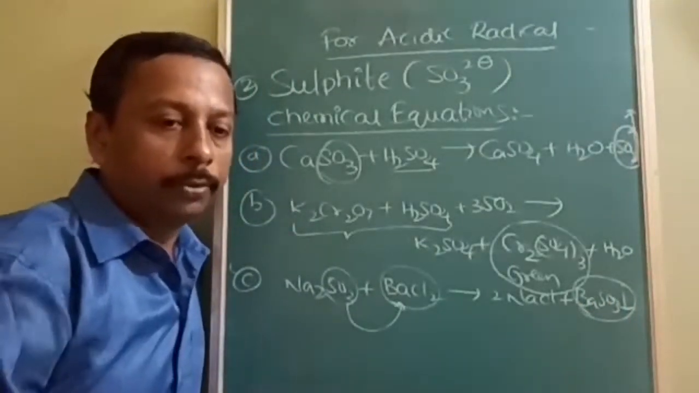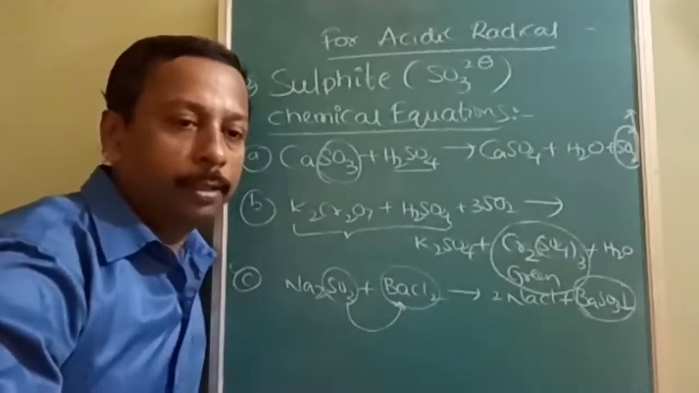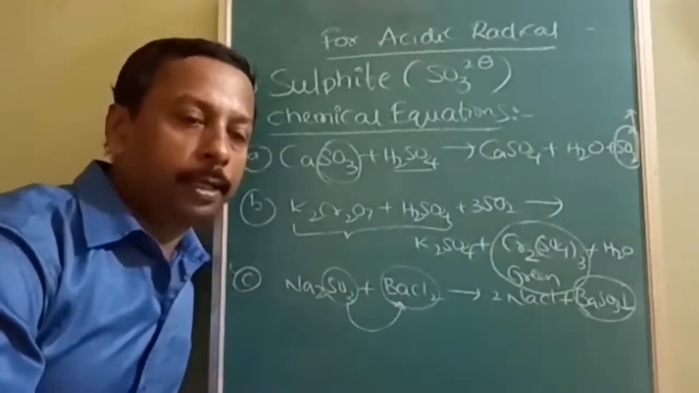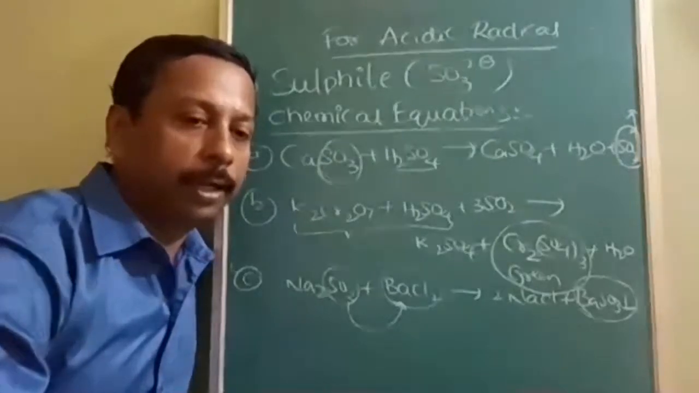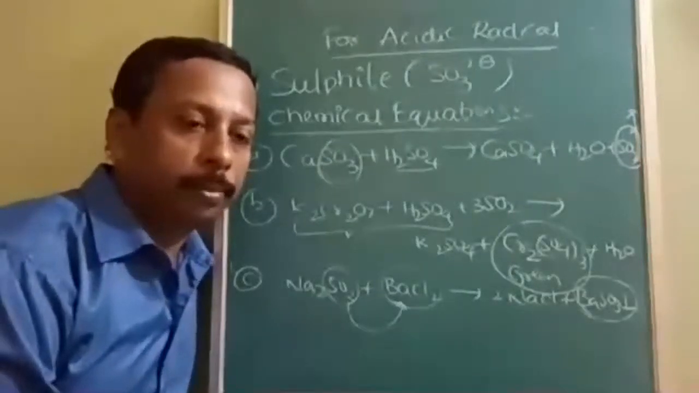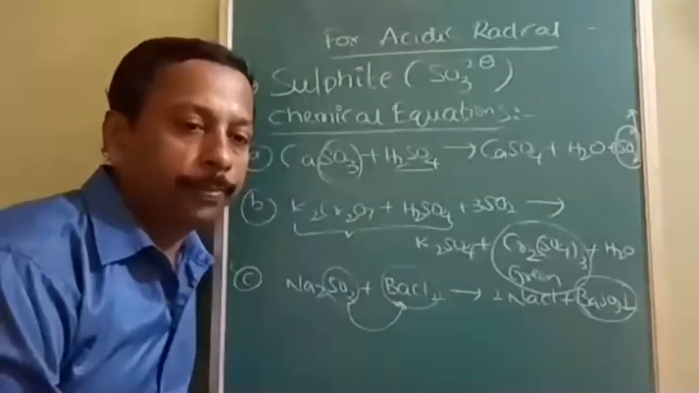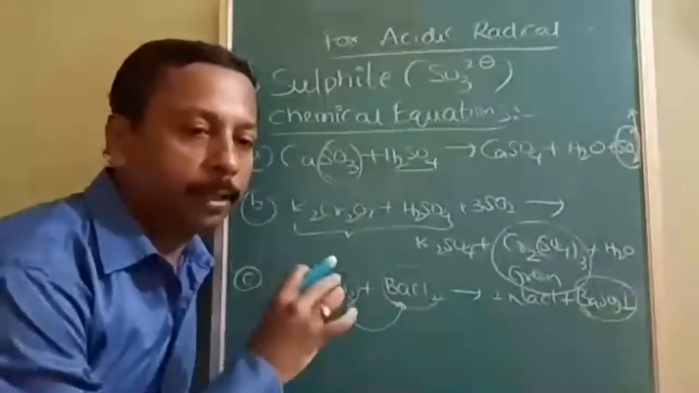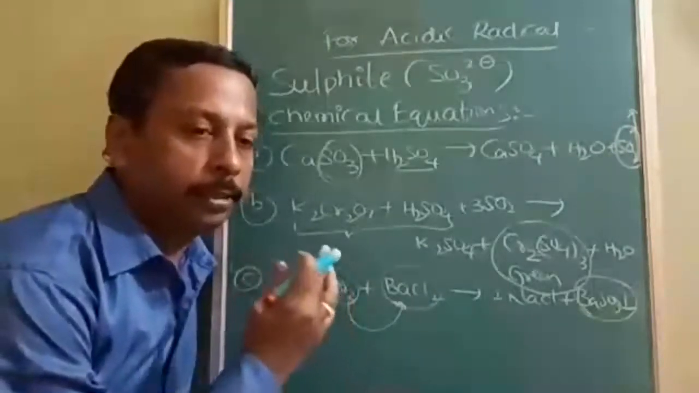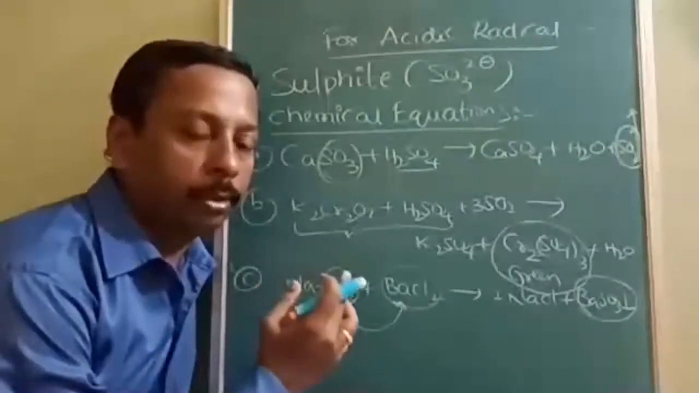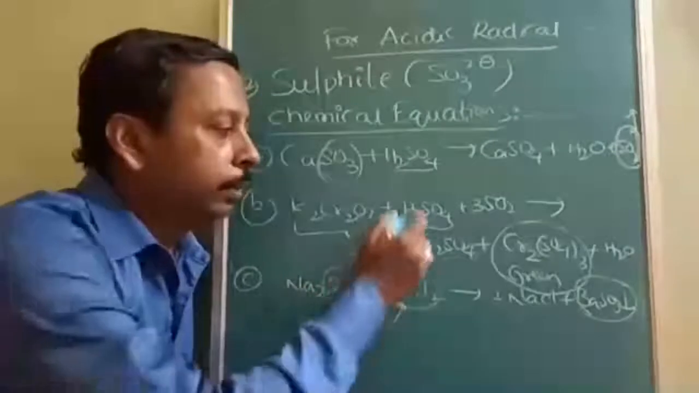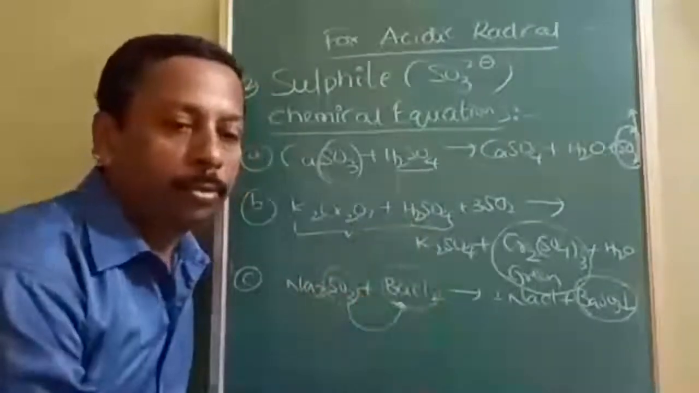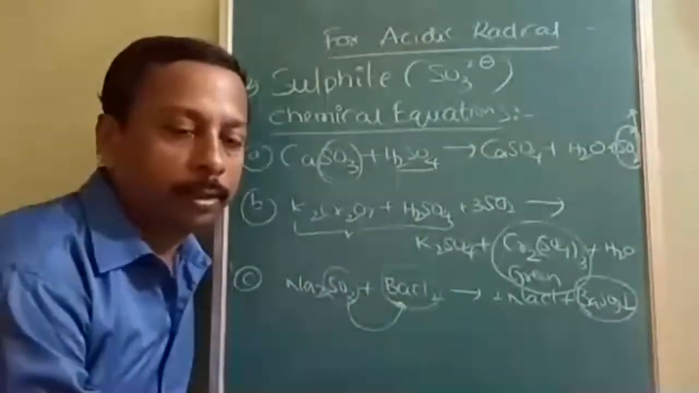So this is how each and every acidic radical can be identified, in at least how many ways? Three steps. First, there will be some gas, because of SO3 2 minus or CO3 2 minus, further confirmed by using two more different tests. Okay, is it understood?